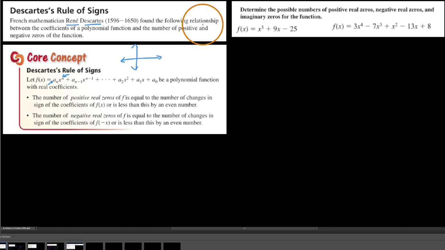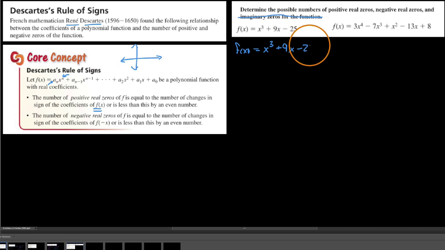So to show you what is meant by this, we're going to look at these two examples. It says determine the possible numbers of positive real zeros and negative real zeros. And I'm going to neglect this for now. I don't really care about the imaginaries, just possible positive and negative. So for f of x, it's the number of changes or variations in sign of the coefficients. So when we write this out here, I'm rewriting the exact same thing.